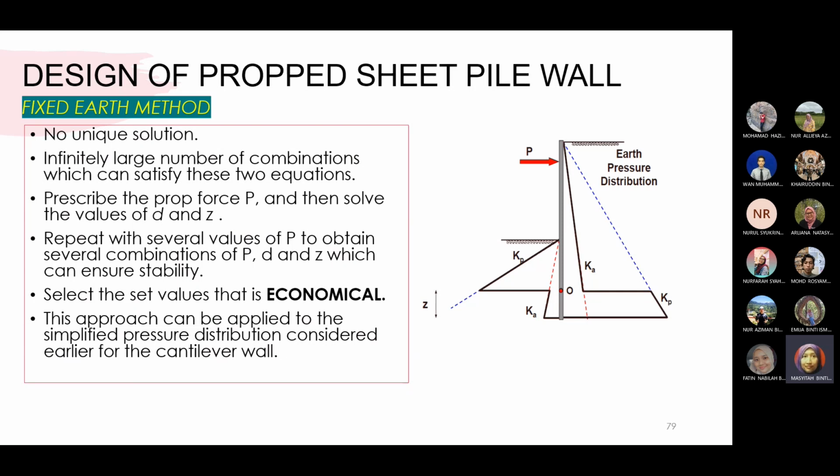Masuk satu nilai, dapat tak sama dengan kosong. You kena buat simultaneously ataupun you substitute the equations. So there is no unique solution. Infinitely large number of combinations can satisfy these 2 equations. Prescribe the force P and then solve the values of D and Z. Repeat with several values of P to obtain several combinations of P, D and Z which can ensure the stability. So select the set of values that is economical.